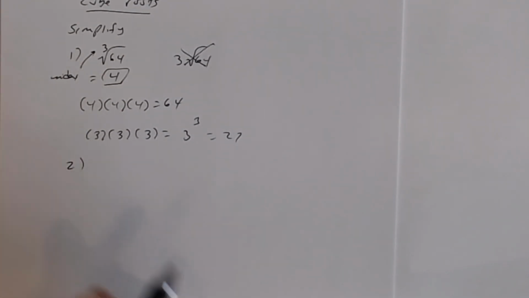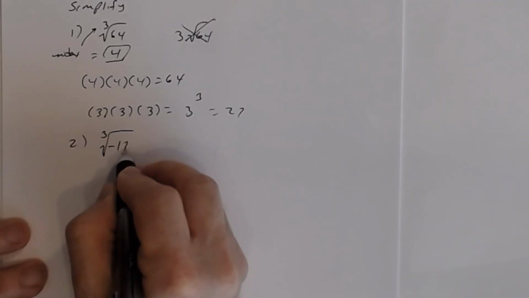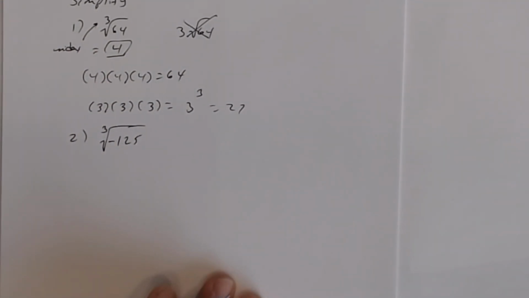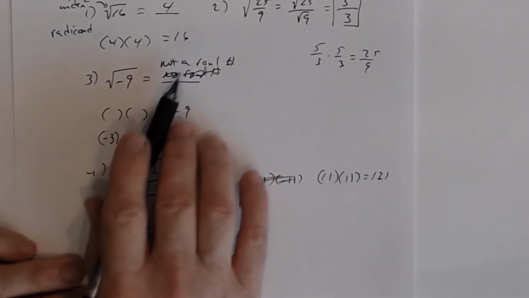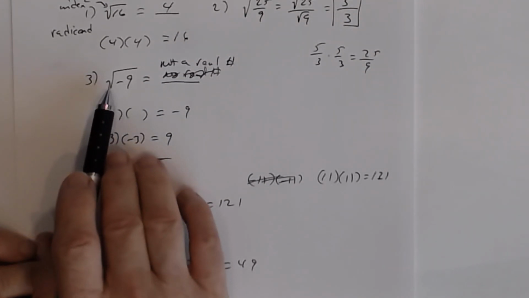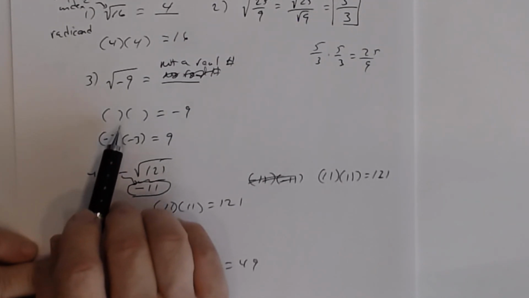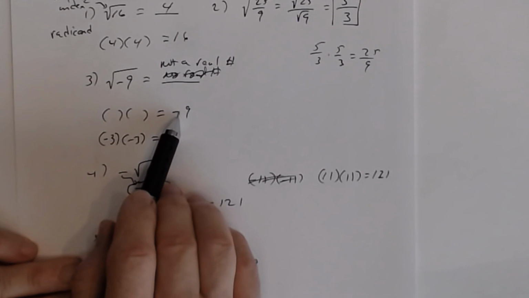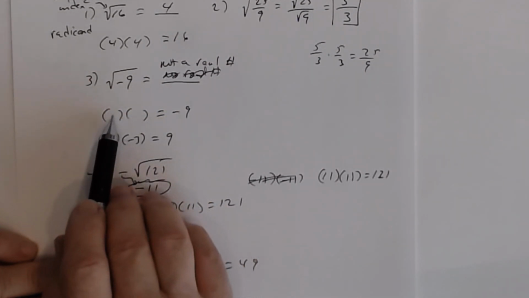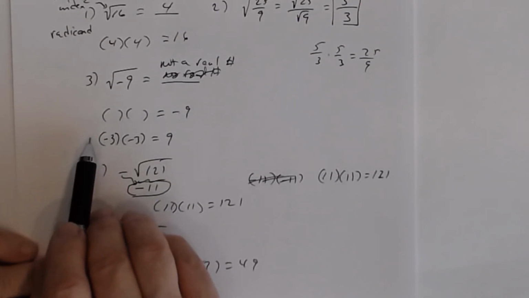All right, number 2. Let's suppose you had the cube root of negative 125. Now be careful. You may say, well, a while ago you said the radicand here was negative, so we had to put not a real number. Well, that's because I was taking the square root of a negative 9. So you ask yourself, what number times itself is a negative 9? Well, there is no number times itself. A number times itself is going to be positive or 0, never negative.